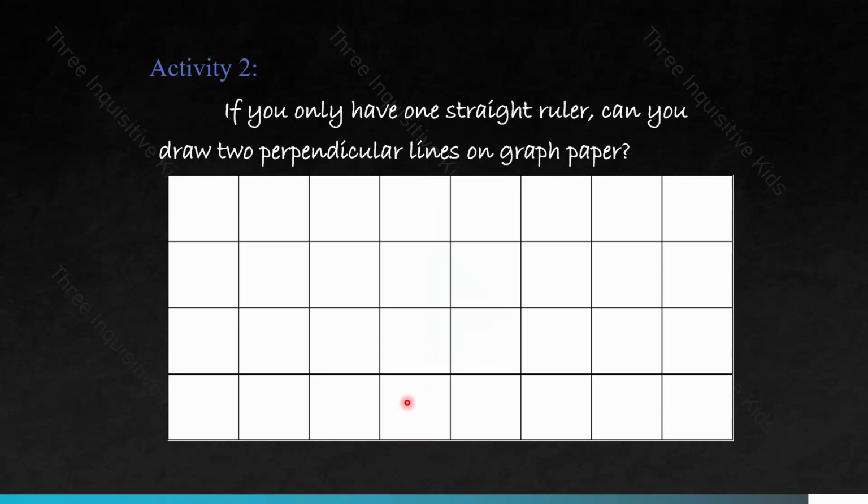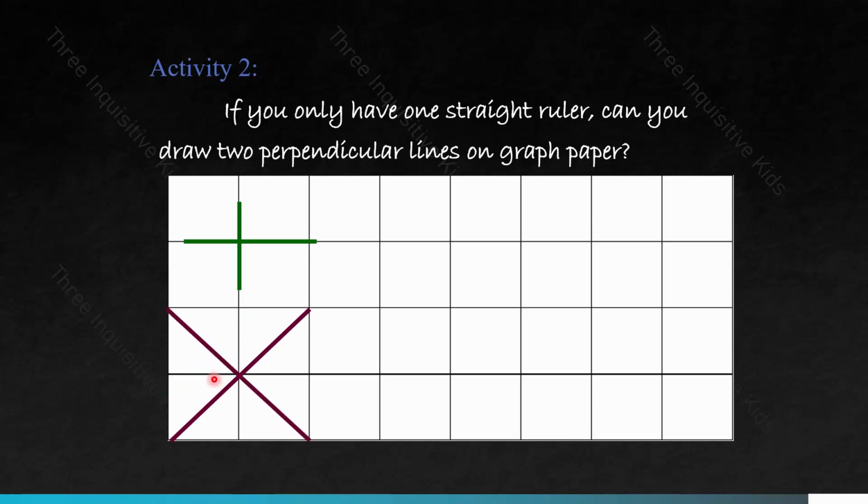Activity 2. If you only have one straight ruler, so one of those rectangle ones, can you draw 2 perpendicular lines on graph paper? Well, of course, graph paper is already split into tiny little rectangles or little squares. All you have to do is trace on one of the corners of those squares, and then you have a perpendicular line. Since we know that each perpendicular line creates a 90-degree angle, and that all of the interior angles of rectangles and squares are 90 degrees.